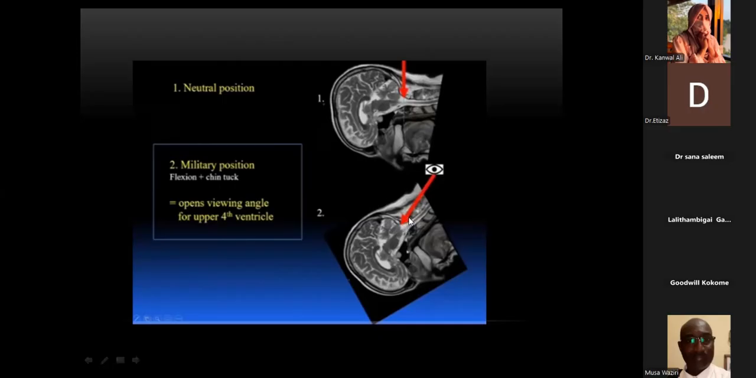When you flex the neck of the patient, look at here. When you are going through here from the foramen magnum, most of the brain stem you can visualize as much as you can. The fourth ventricle can be visualized in the cerebellum, and it helps the retraction as well. So that's why this military position, or head flexion, is very important when someone is going through this approach.